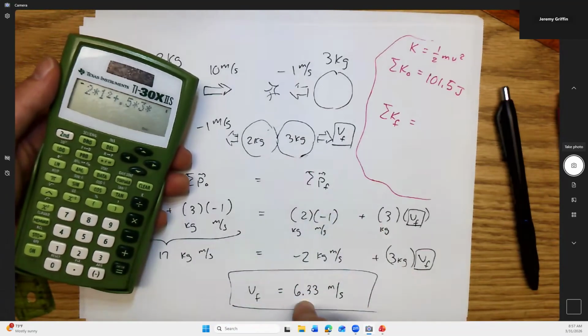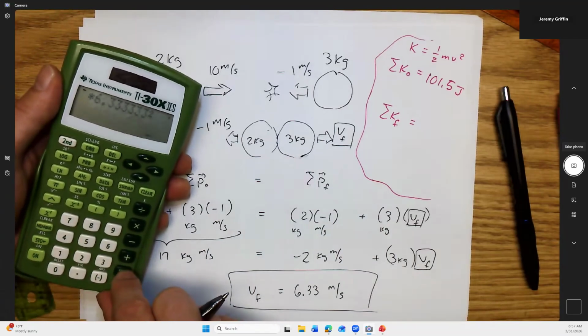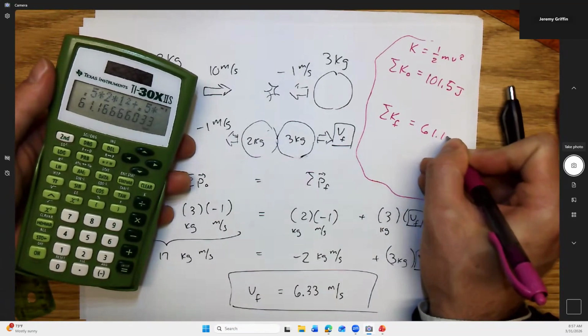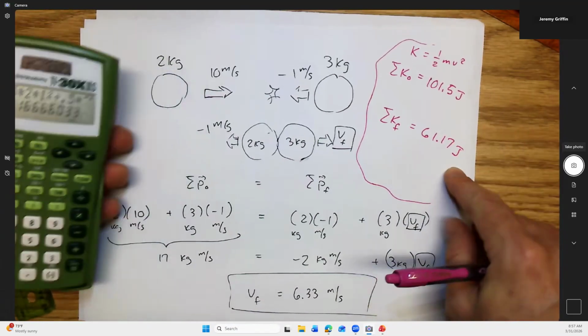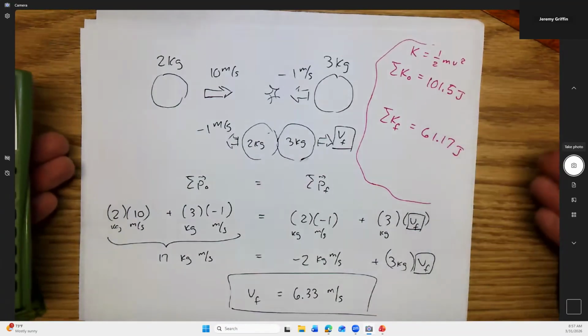going at, we came up with 6.3 something meters per second. Square that. I'm getting 61.17 joules. So is this a plausible scenario? Could this have happened? Yeah.